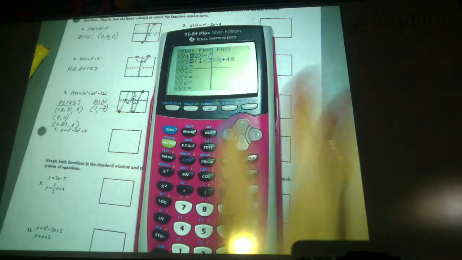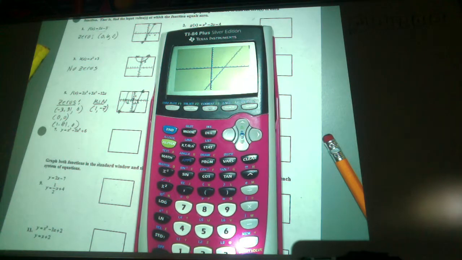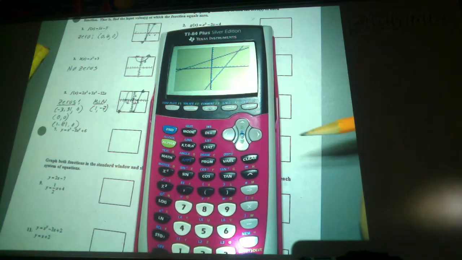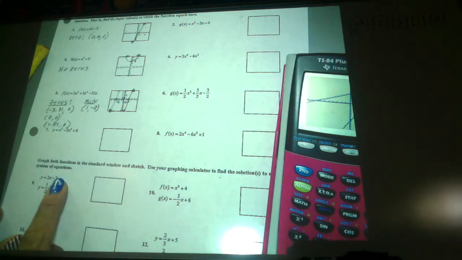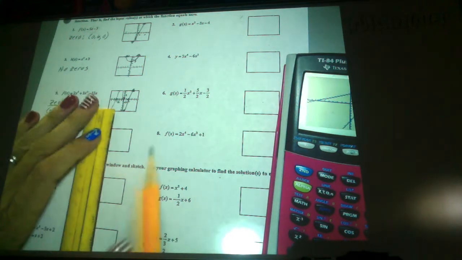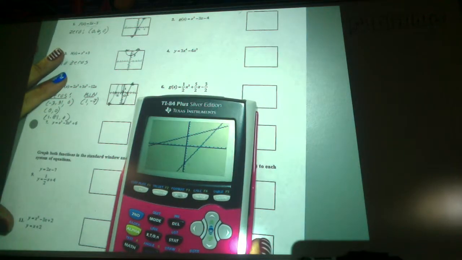Now when you hit graph, you get a very interesting looking graph. And isn't the intersection of those two lines the solution to the system? Right? So I want to find my zeros of these lines, I want to find the y-intercepts, and I want to find that intersection. The directions are asking for just to find the solution, but if I'm going to sketch, I want to find all of that. So let's find the intersection first before I put in my x and y-axis.